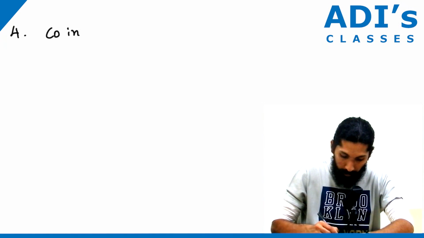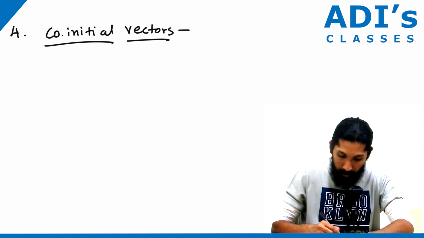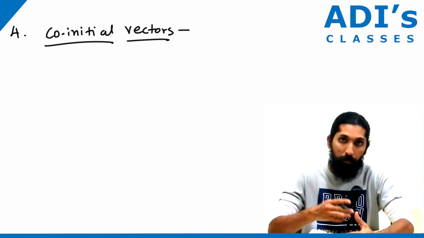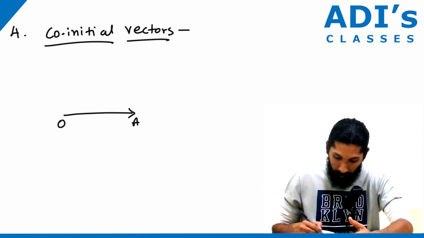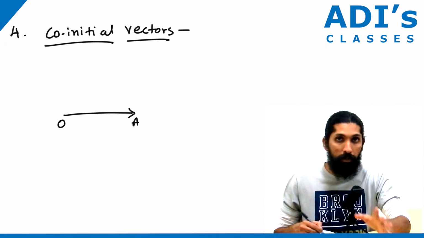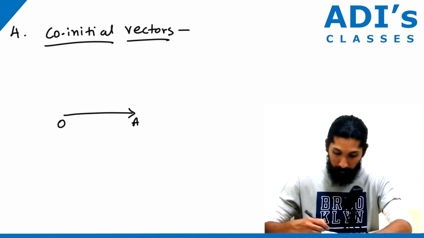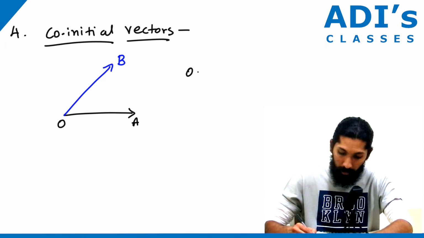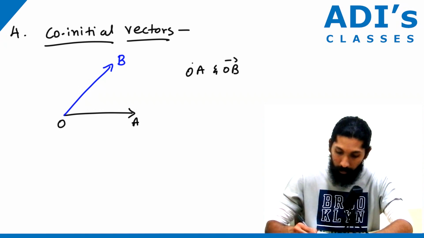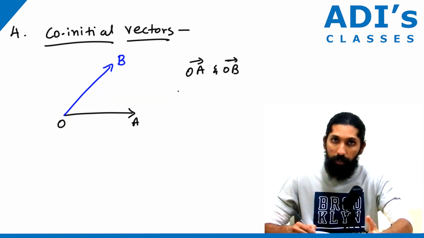Co-initial vectors. Guys, if you look at the name, it tells you co-initial. They start from the same point. Because whenever we talk about a vector, assume that this is a vector OA. Starting point is O, terminating point is A, correct? Or terminal point is A. So co-initial in the sense what? Two vectors will start from the same point. See, it's like this. So you can say that OA and OB are co-initial vectors because both of them are starting from the same point O. Fair enough? These are co-initial.